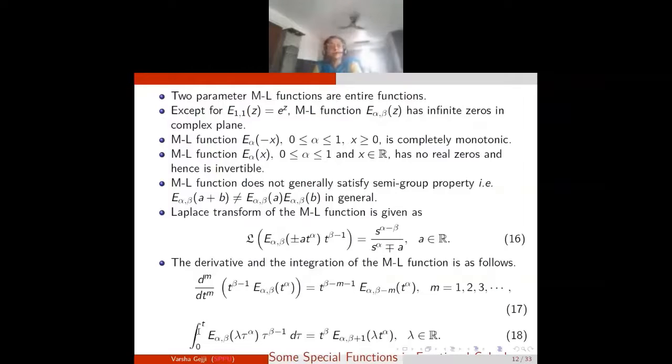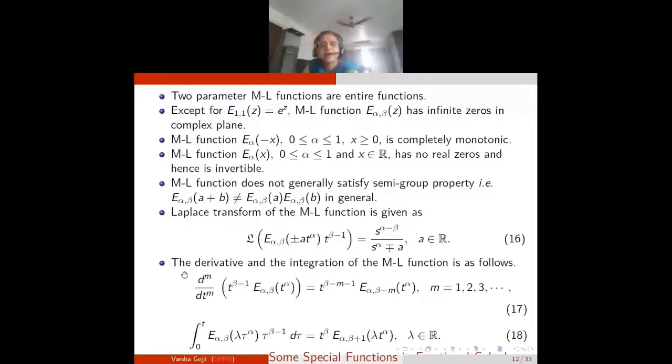Now there are some properties: two-parameter Mittag-Leffler functions are entire functions, except for E_{1,1}. All other Mittag-Leffler functions have infinite zeros. So this is an interesting fact: the exponential function has no zeros usually, but its generalization, the Mittag-Leffler function, has infinite zeros in the complex plane. This fact has implications in fractional calculus and in fractional differential equations.